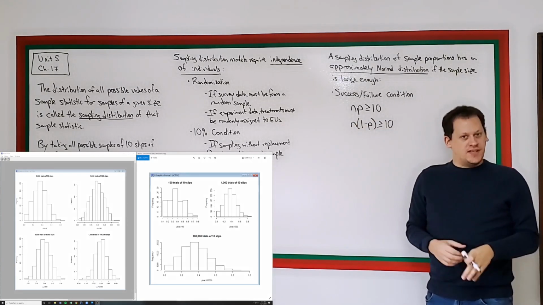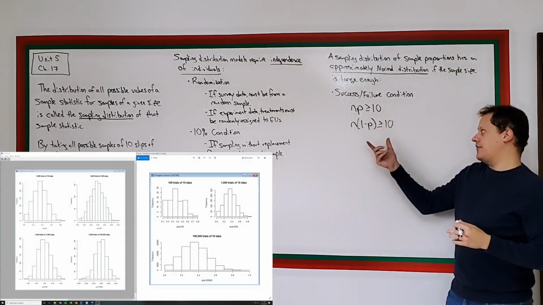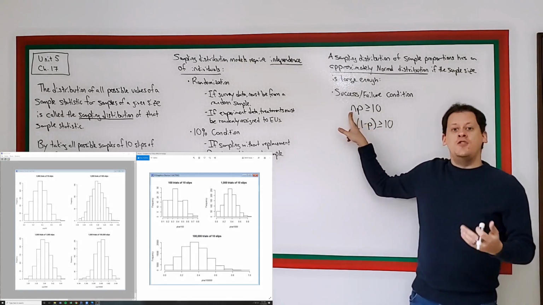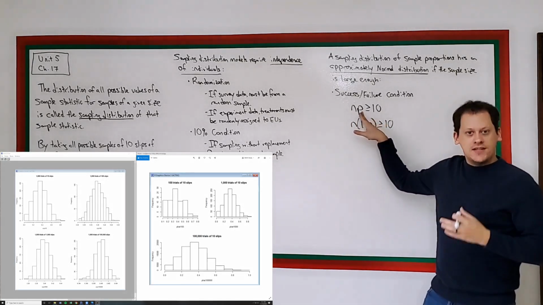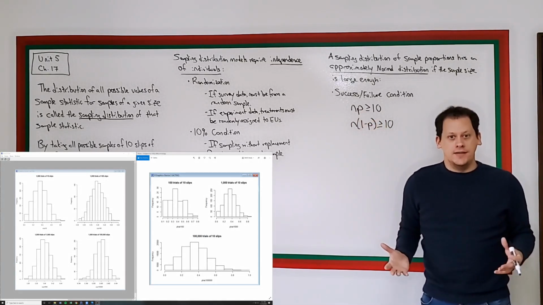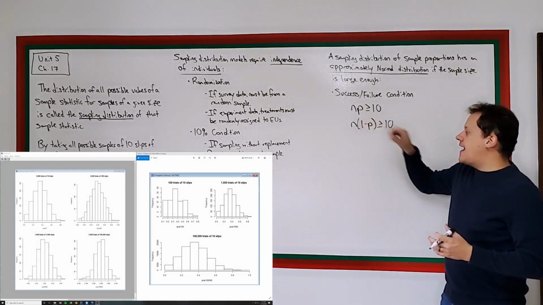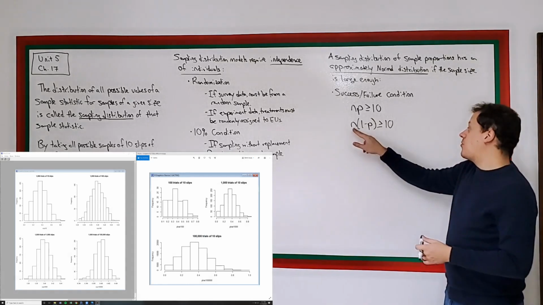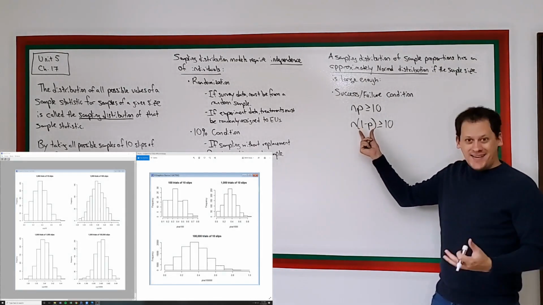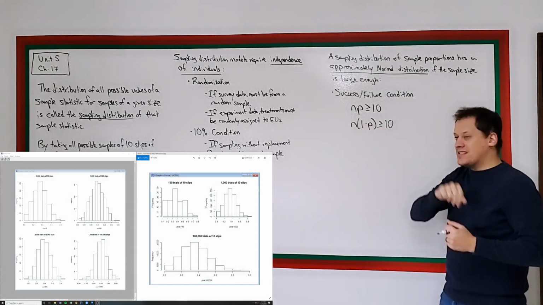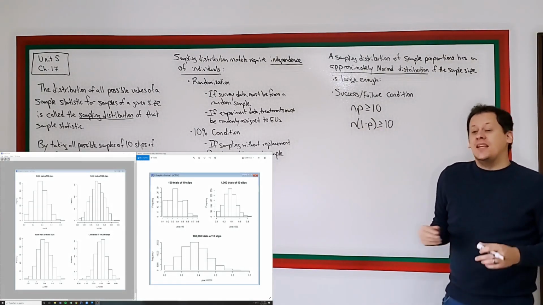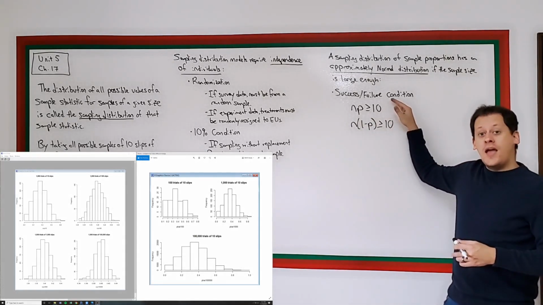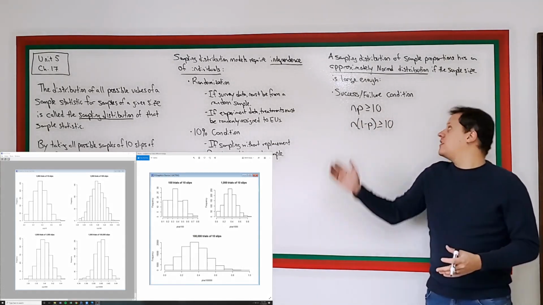It's actually two different pieces. They make the condition together. Whatever n is, which is your sample size, if you multiply that times the probability of success for whatever your variable is, that product has to be at least 10. Also, the product of the sample size and 1 minus the probability of success has to be at least 10. If either of these is not met, this condition fails and your sample size is not large enough for this to kick in.